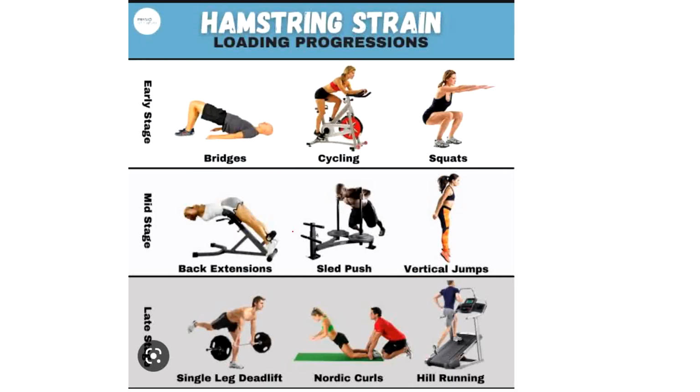The hamstrings can be strengthened through progressive exercise. Earlier exercises are cycling, squats to strengthen the hamstrings. Later we can move on to extensions, jumps and push. The last stage of strengthening the hamstring muscles are curls, hill running and single leg deadlift. This has to be done progressively and not suddenly.